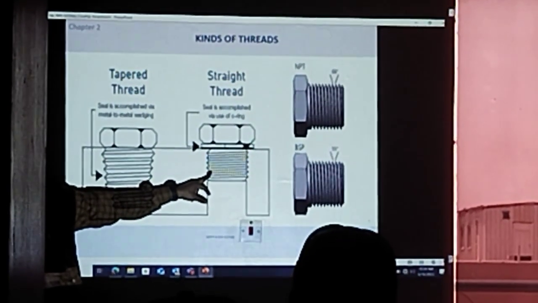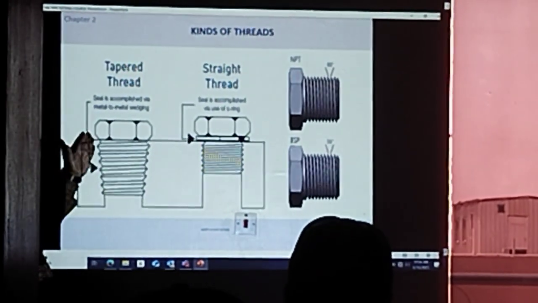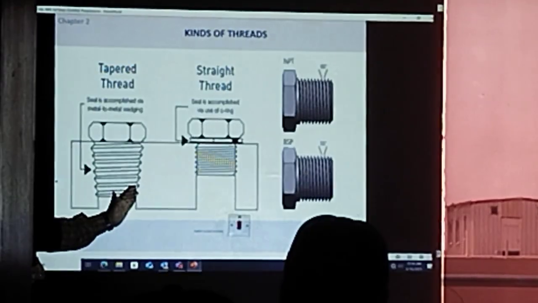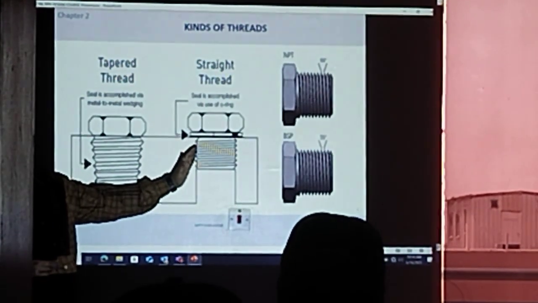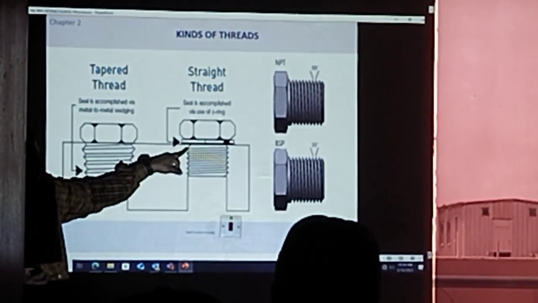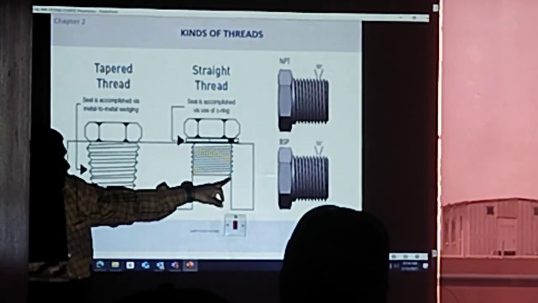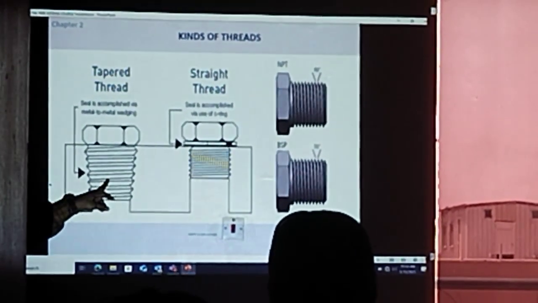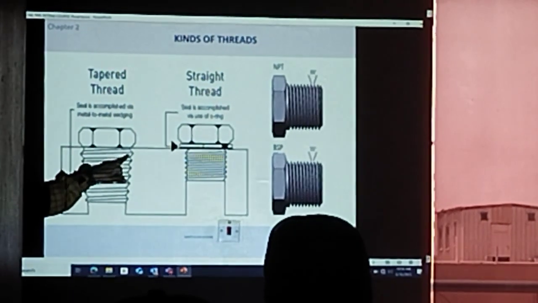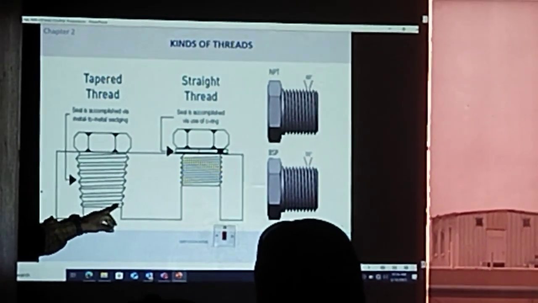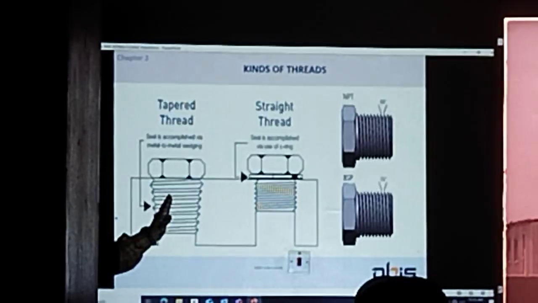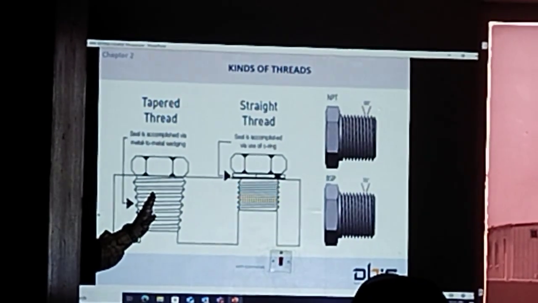Straight thread. Taper, that means it will be taper. This is straight thread or parallel thread. From here to here, distance will be the same. From here to here also the distance will be the same. For taper thread, the distance from here to here will not be the same, because it is taper threads, which is American standard.